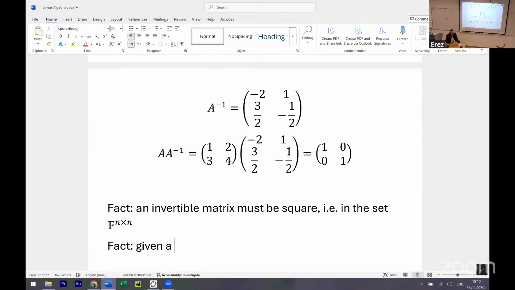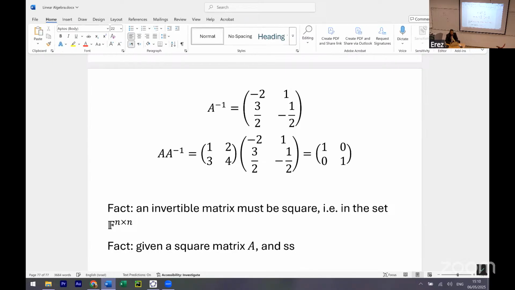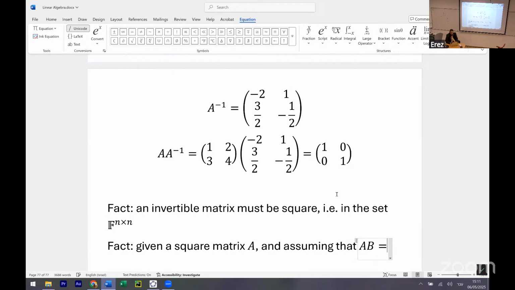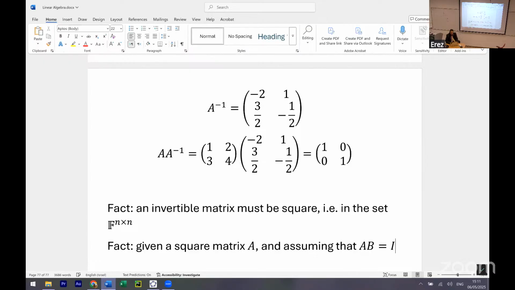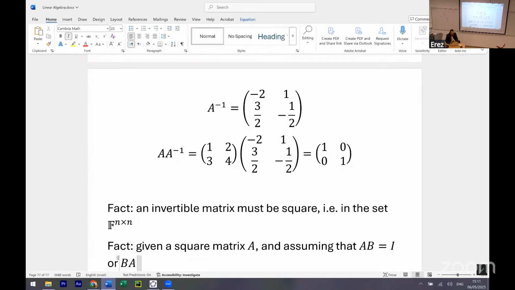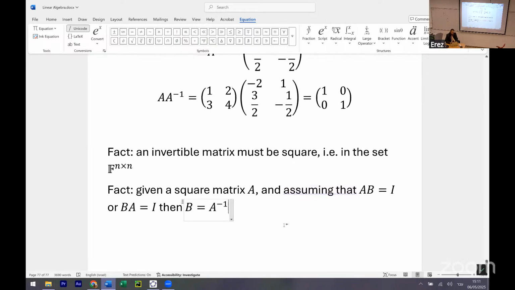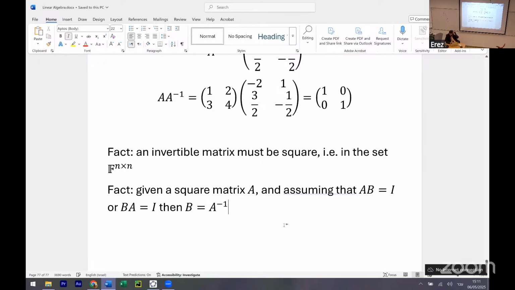Another fact: given a square matrix A and assuming that AB equals I or BA equals I, then B must be the inverse of A. Okay, so first of all, you can use both these things, whether I'll prove it or not. I tend not to in order to finish the material of the course.